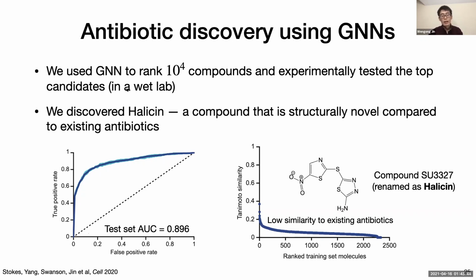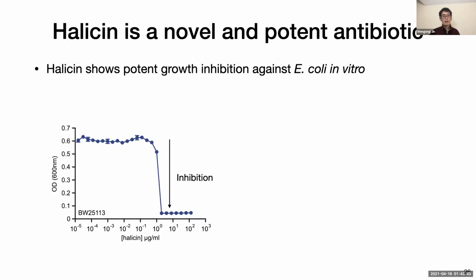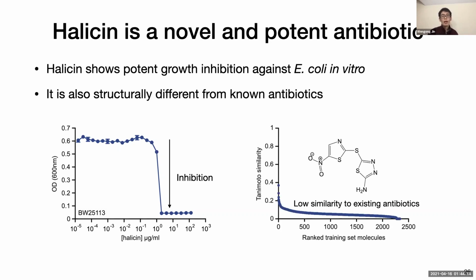So, I have shown that halicin is novel compared to existing antibiotics, but it is also very effective. First of all, it showed potent growth inhibition against the bacteria E. coli. Here I have this response curve. The y-axis is the optical density. Basically, the lower the better, the lower means the bacteria are all getting killed. Sorry, I added this in the last minute.